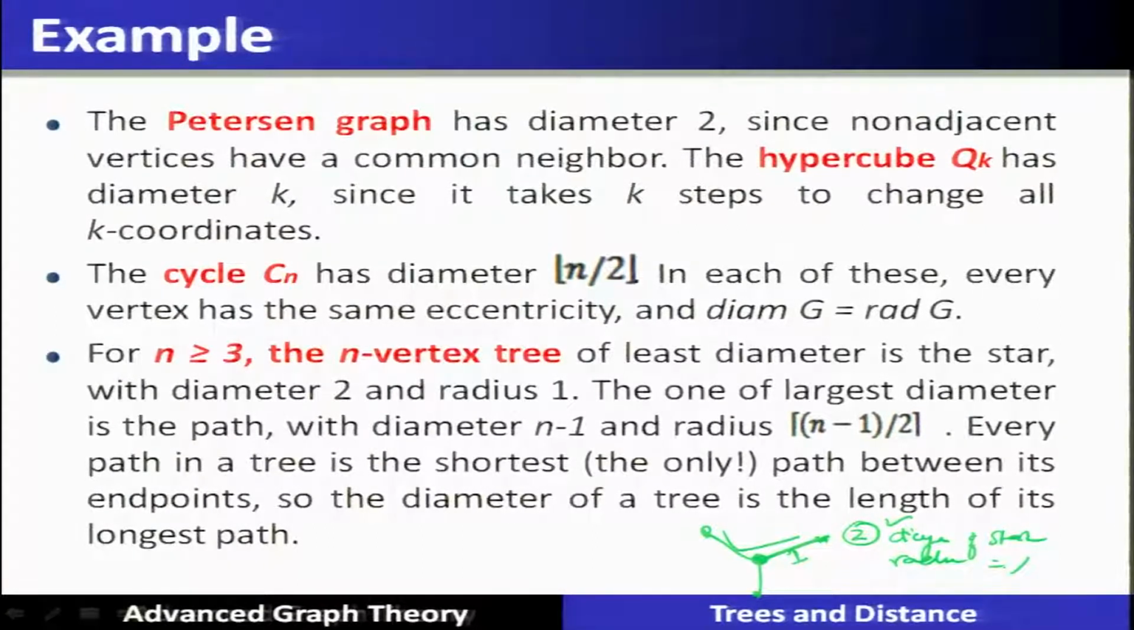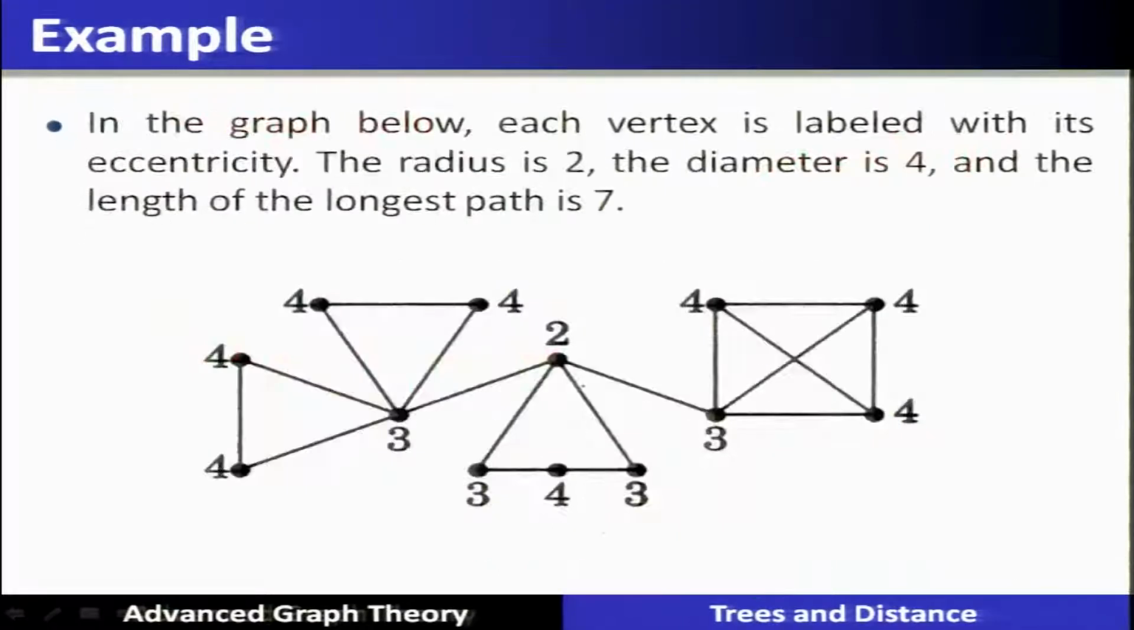Now, every path in a tree is the shortest path between its endpoints, so the diameter of a tree is the length of its longest path. In this example tree, we can see the diameter is 4, the radius is 2, and the length of the longest path is 7. You can count the longest path: 1, 2, 3, 4, 5, 6, 7.